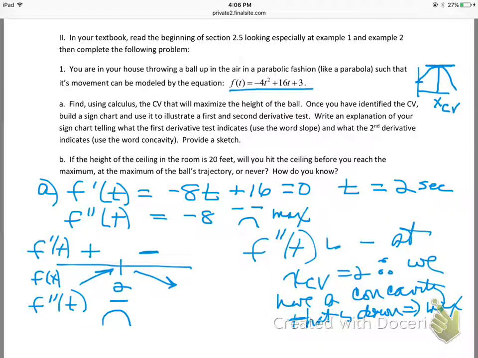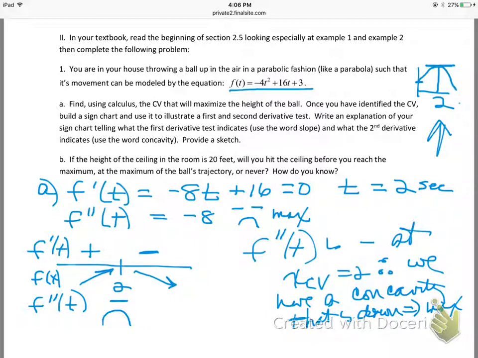Provide a sketch. We've done that up here, but now instead of having just the phrase XCV, I'm going to erase that and we'll write in again the 2, because that is what our CV is.